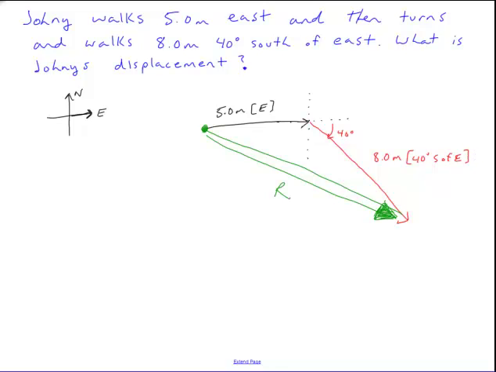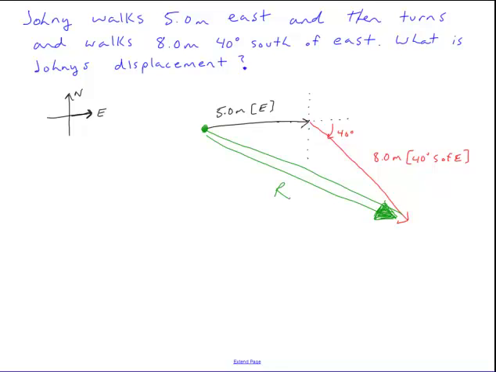Okay, so how do we figure this one out? It's not a right triangle. So the easiest way is to figure out each of the components for your vectors. I like to do that off to the side first.